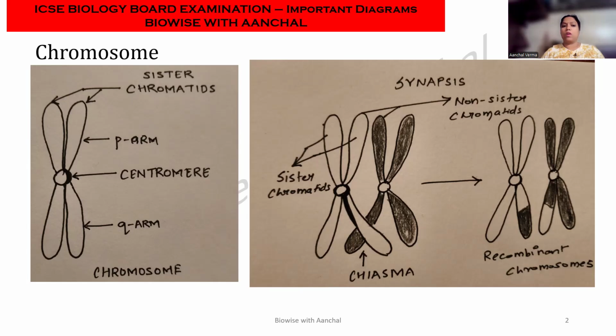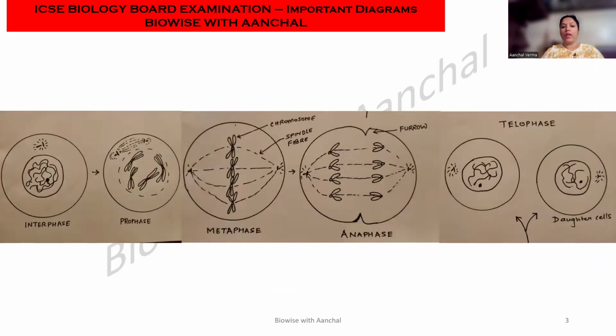Now here if you draw a chromosome, centromere, P arm, Q arm, sister chromatids, you can easily write. Then this is synapsis, crossing over, where you have sister chromatids, chiasma formation. Then you have non-sister chromatids, that is maternal and paternal chromosomes. And finally you have the recombinant chromosome. Right? Easy. Moving to the next is the mitosis phase.